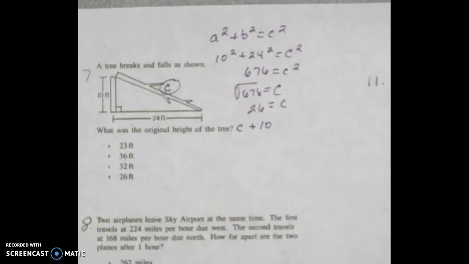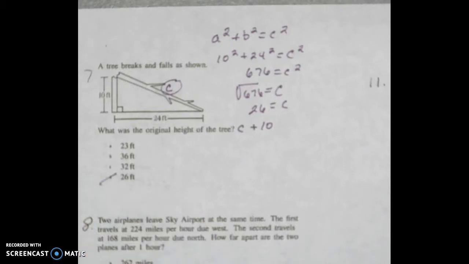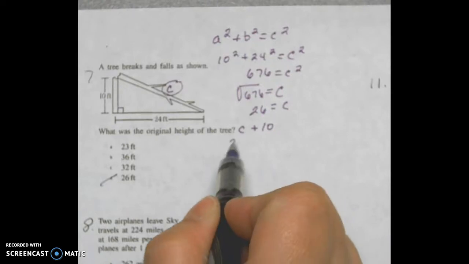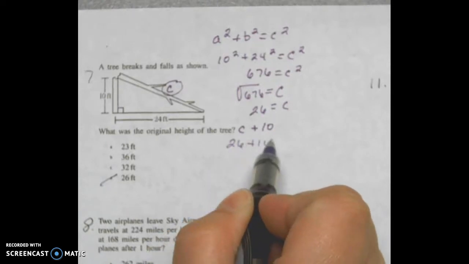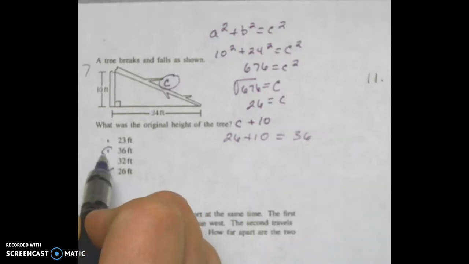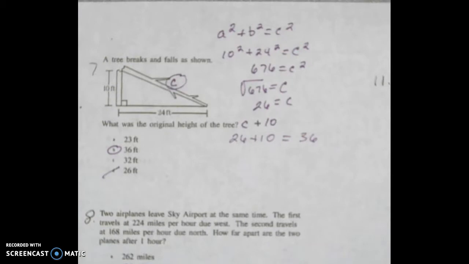So 26 is the part of the tree that's leaning over, not the answer that I'm looking for. The answer I'm looking for is that 26 plus 10, which will give me 36 feet. So a little bit of a multi-step problem. Make sure you're answering the question that's being asked.